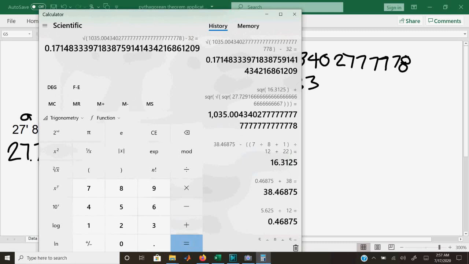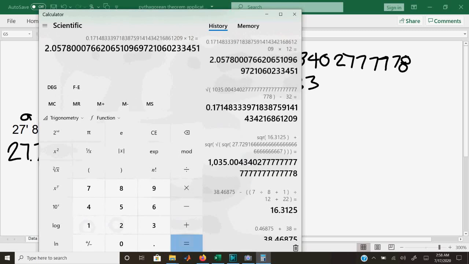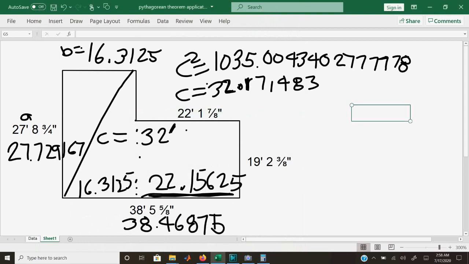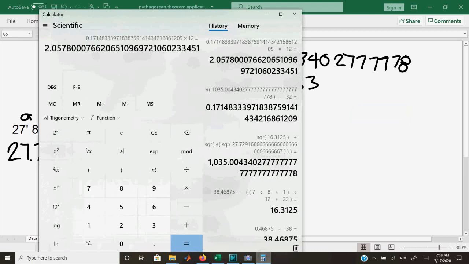If I have 5 feet and I want to know how many inches, I multiply 5 times 12, I get 60. If I have 0.171483 feet and I want to know how many inches, I multiply by 12. So I multiply by 12, and that tells me I have 2.0578 inches. So I'm going to write my 2, because I don't need to worry about that anymore. I've got my 2 inches.